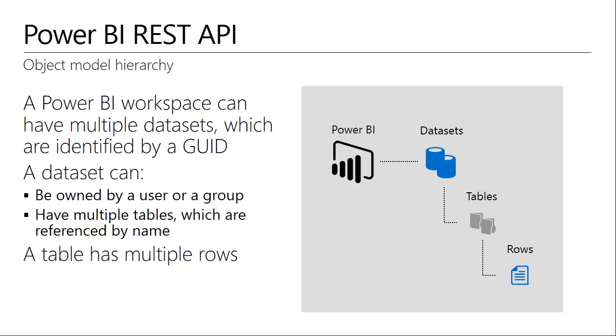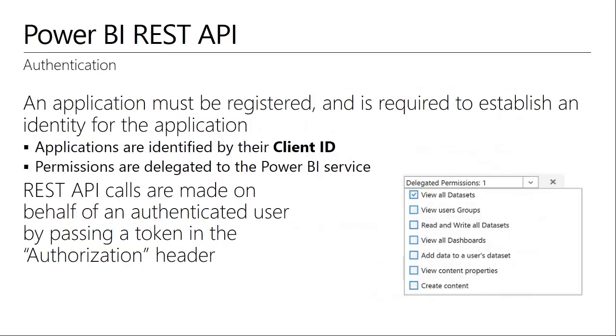A Power BI workspace can have multiple datasets, and each is identified by a unique GUID. A dataset can be owned by a user or a group, and it may contain multiple tables, which are referenced then by name, and then each table consists of rows. An application must be registered and is required to establish an identity for your developed application. Applications are identified by their client ID, and you can delegate permissions to the Power BI service. REST API calls are then made on behalf of an authenticated user by passing a token for authorization in the header of each request.